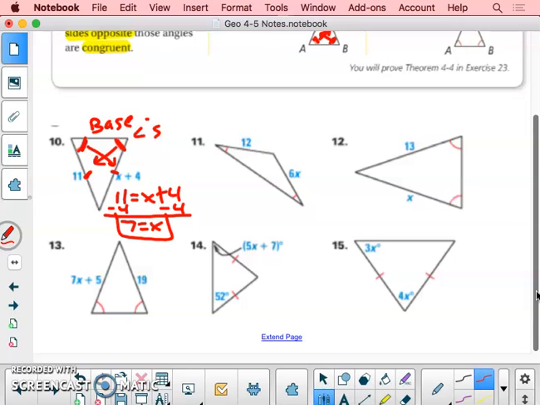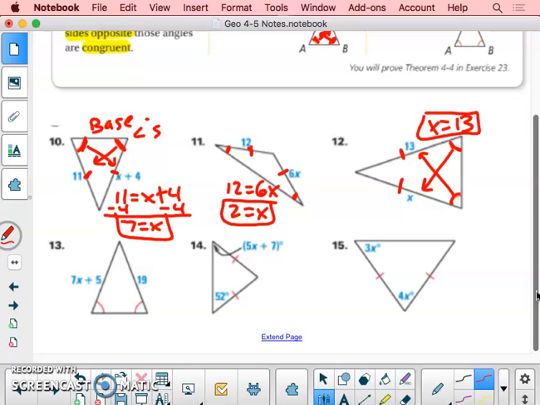Same thing here. These base angles being congruent mean the two legs have to be congruent, meaning 12 has to equal 6x, or x has to equal 2. And this one solves pretty quickly. Here are my base angles. If I go across to the other sides, the legs have to be congruent, which means x has to equal 13, and that one is already solved.